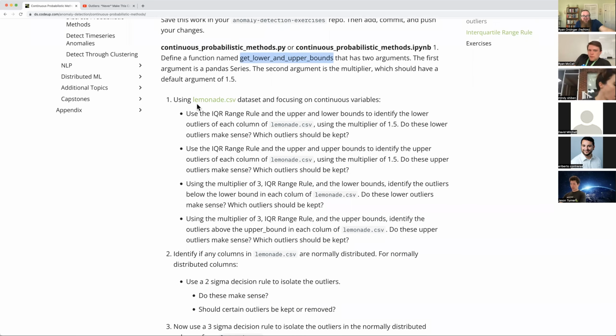We've got a data set in here called lemonade.csv. This data has some weather information, it has temperature, it has rainfall, it has promotional flyers, and it has sales. Go through all of these, use the IQR range rule to identify your outliers. Are they outliers? Should they be outliers? Do they make sense? Should we keep them in the analysis? Should we toss them out of the analysis?